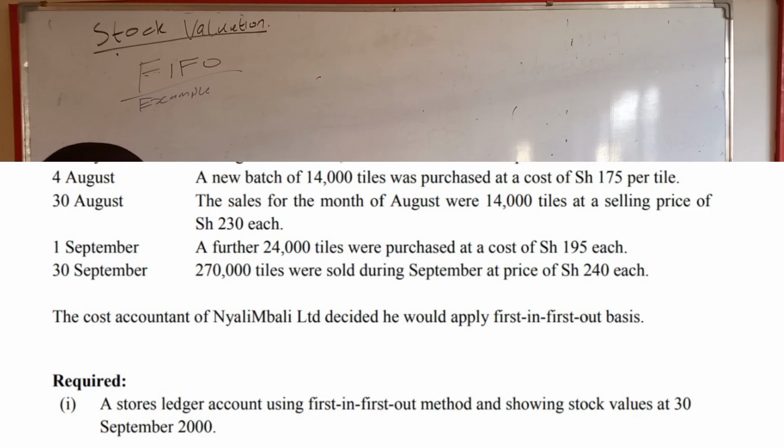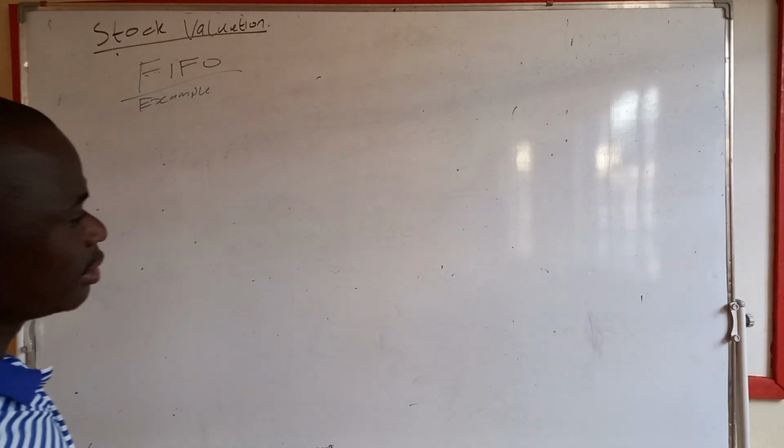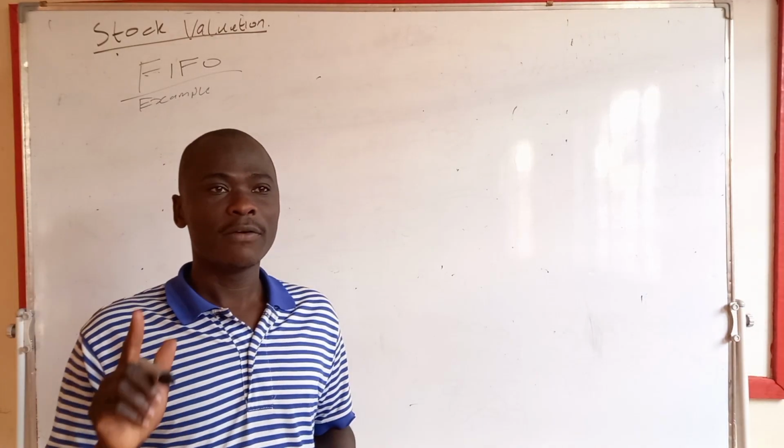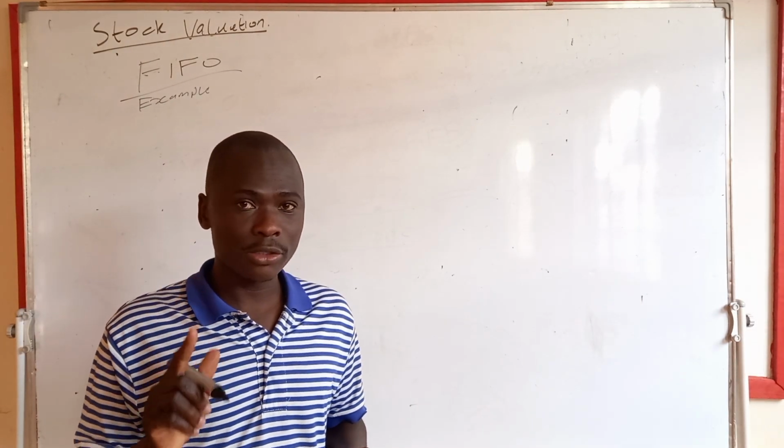The cost accountant of Nyali Valley Limited decided he would apply the first in, first out basis. Required: stores ledger account using first in, first out method and showing stock values at 30th September 2000. Now, first thing first, what we are going to be doing is a ledger for the store. It is a store ledger.